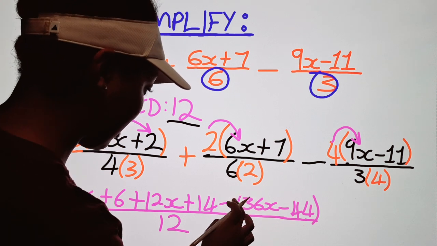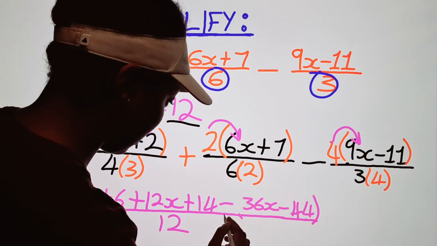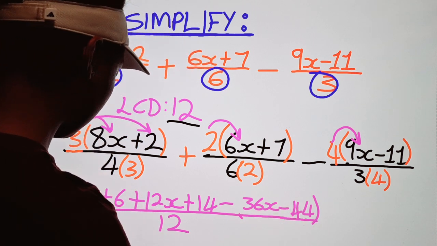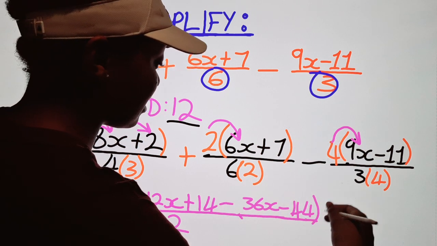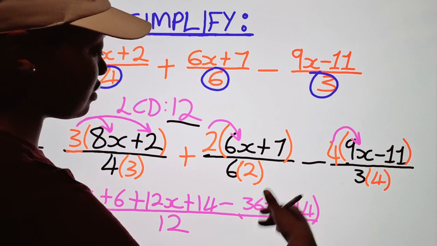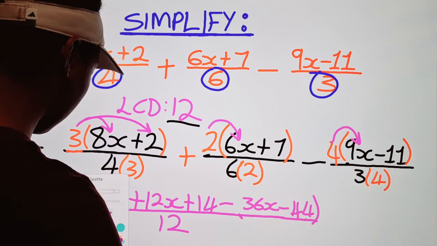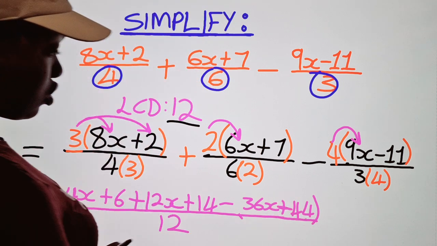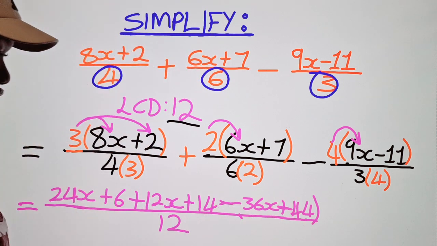So let me do this. Negative times 36 will give us negative 36x, then negative times negative 44 is going to be positive because we're multiplying the same sign. So it's negative 36 plus 44, right?